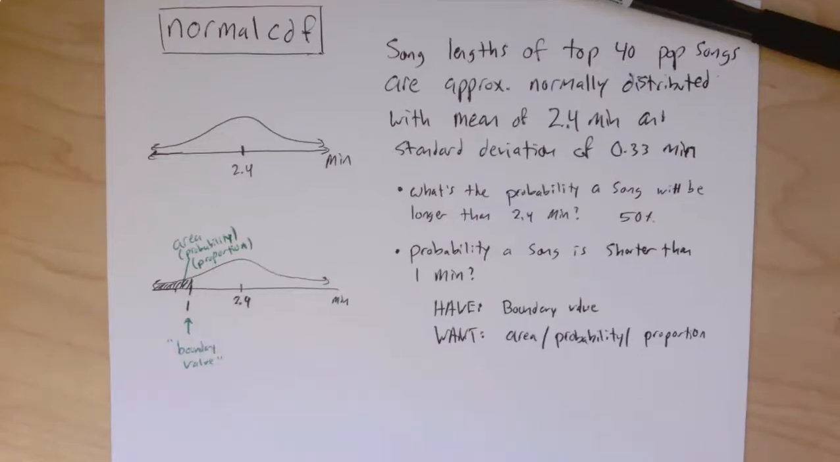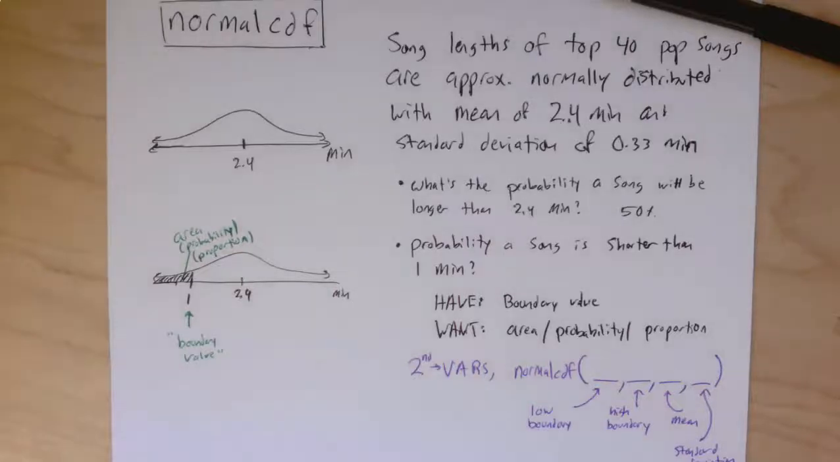The way that you solve all of these problems is you hit the second key and then the vars key, and then you select the normal CDF function, and it'll pop open a window with 4 different things you can type in. You can tell it the lower boundary, the upper boundary, the mean, and the standard deviation. Some people's calculators also have a tail direction, tail to the left or tail to the right, and I'll tell you about that in a second.